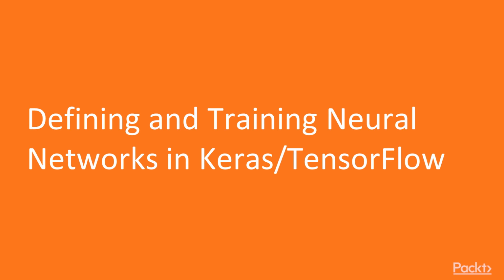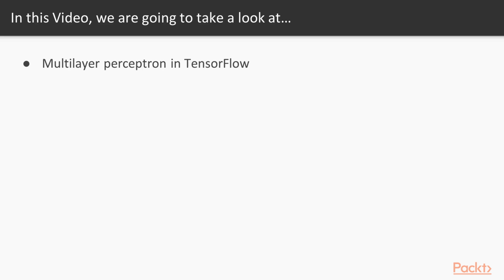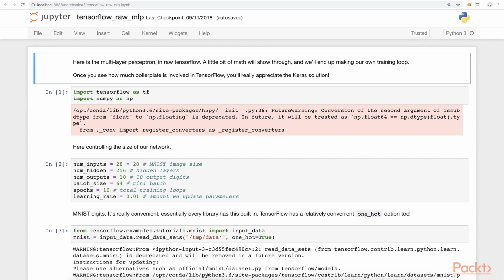In this video, we'll take a look at defining and training neural networks in Keras combined with TensorFlow, building a multi-layer perceptron in raw TensorFlow, and then we'll turn around and build the exact same thing in Keras and compare the results. Alright, here's a multi-layer perceptron in raw TensorFlow.